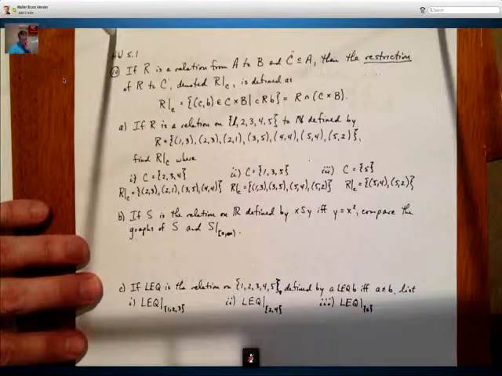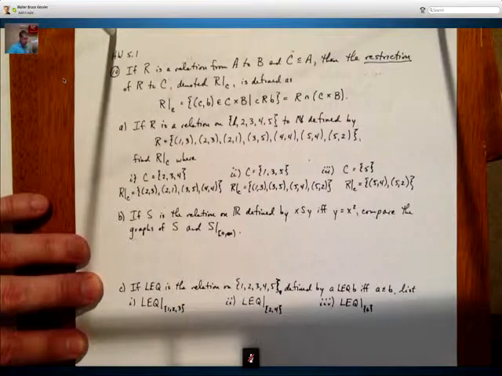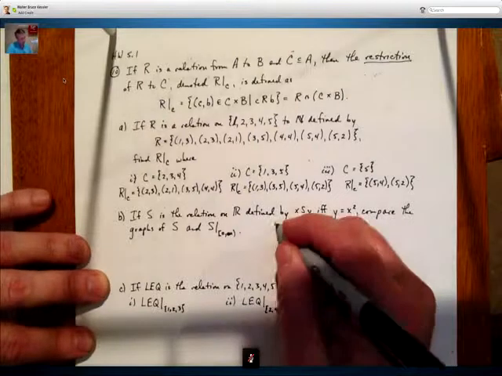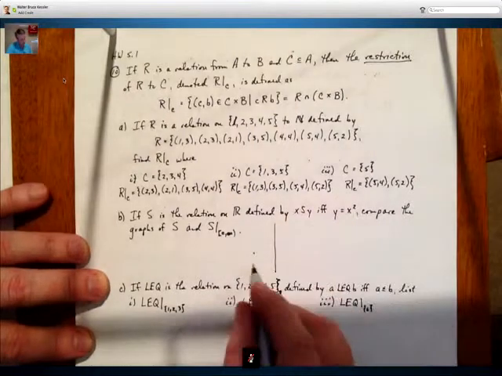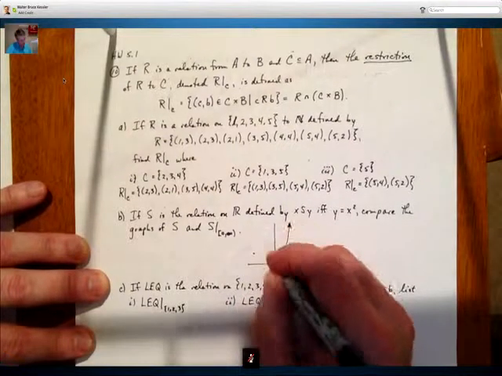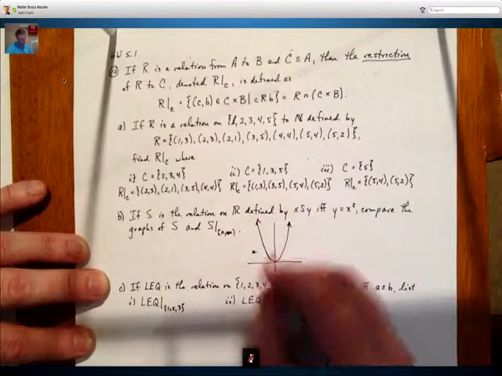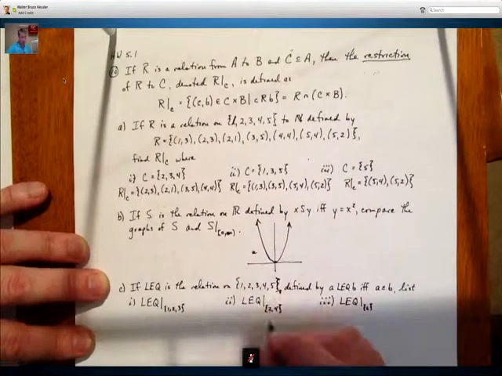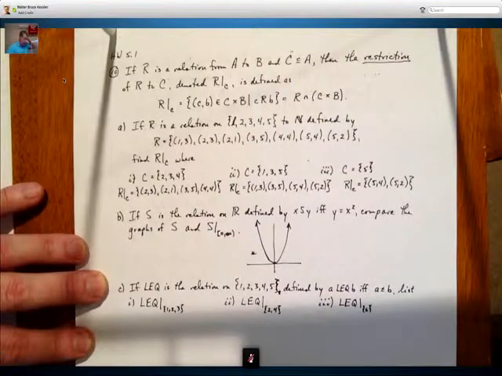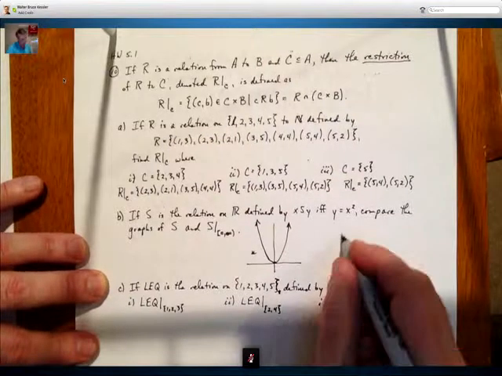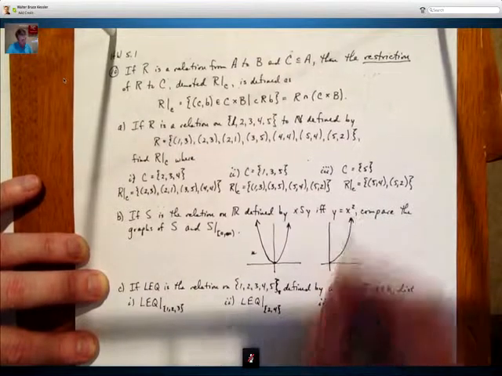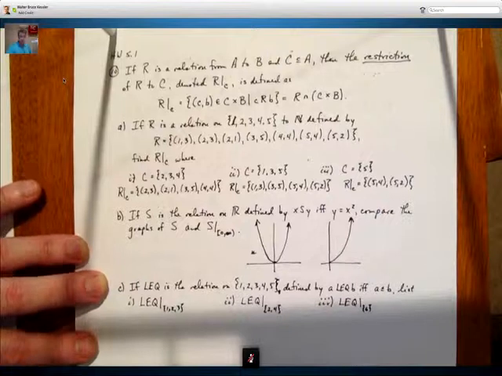If S is the relation on the real numbers defined by y equals x squared, compare the graphs. Well, if you graph a parabola, I think you guys are familiar with this graph. Kind of looks like so on that side and like so on the other. I'm not taking the time to put numbers on there, but you know what a parabola looks like. If you restrict this to just the non-negative domain, then it looks more like this. And you don't draw the other side, right?